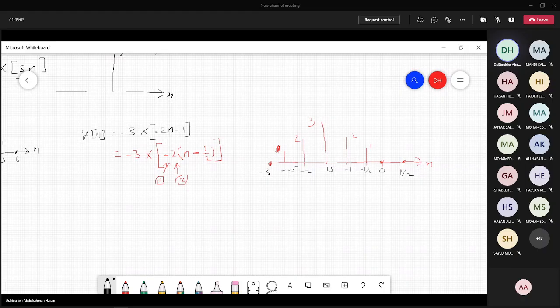Okay, this is an intermediate step. This is not the final answer, so don't cancel all of these for now, because this is an intermediate step. Then step number 3 is shift to the right by half. So I take all of these and we shift it to the right. So then 0 will be here. We shift it by half, to the right.